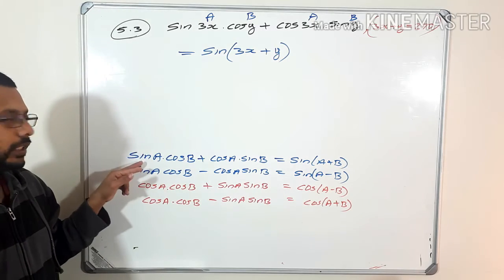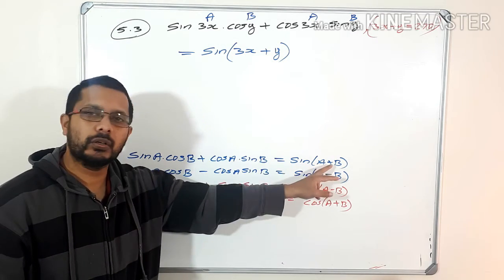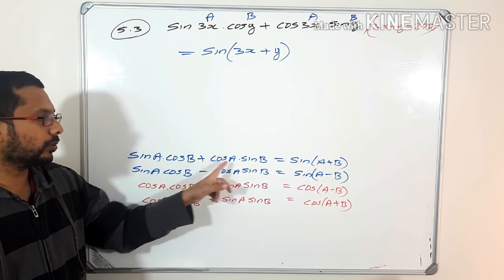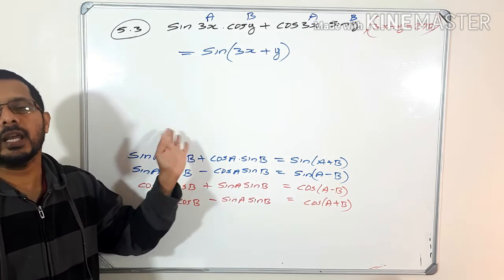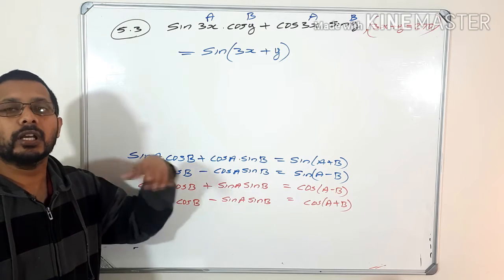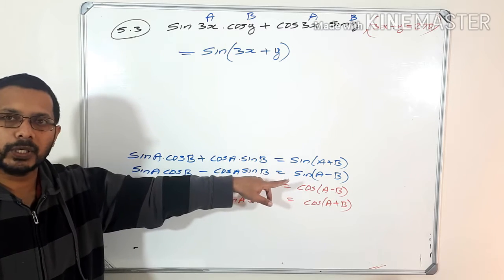But for this one, sin A cos B plus, there is no change in the sign. If here it is plus, here also it is plus. So you just remember sin A cos B plus cos A sin B, like that. Then it is sin of A plus B. But for cos sin, if here it is plus, there it is minus. You can remember like this.